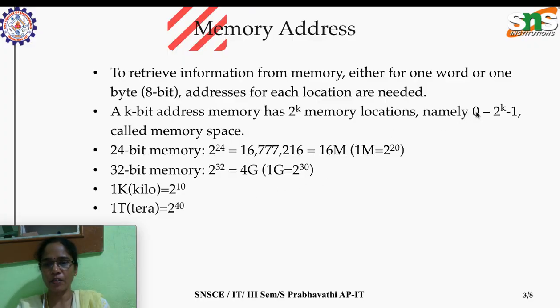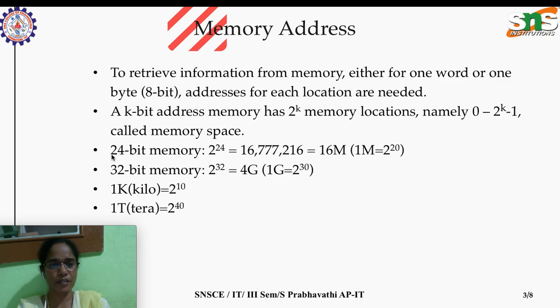So that's nothing but 0 to 2 power k minus 1. That's why we have the minus 1 here. I hope you understand why we are having the minus 1. Since it starts from 0, the upper value will be minus 1. So 2 power k minus 1: 2 power 2 is 4, 4 minus 1 is 3. So the locations will range from 0, 1, 2, 3. Okay, so these are the memory spaces. For simplicity I have taken a 2-bit address memory, but in the real practical world, computers range from megabytes to gigabytes of locations.